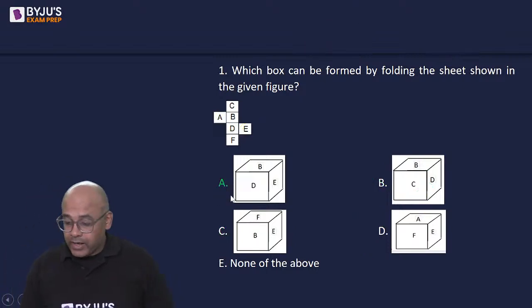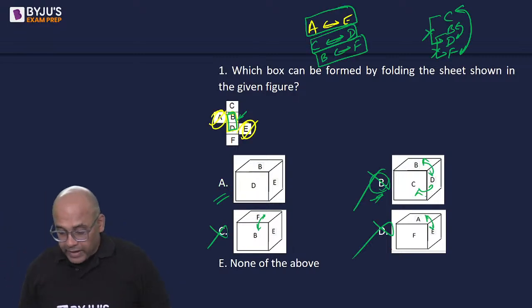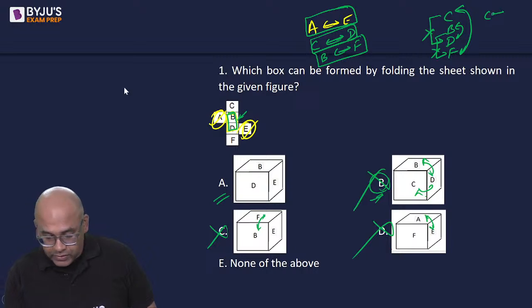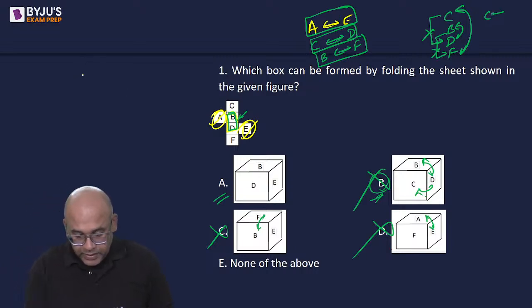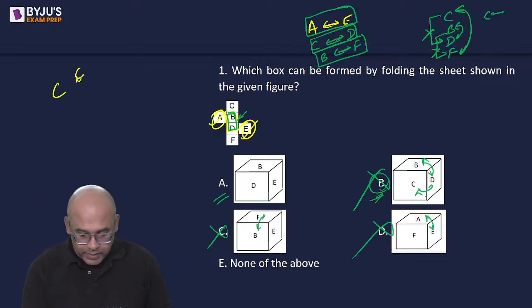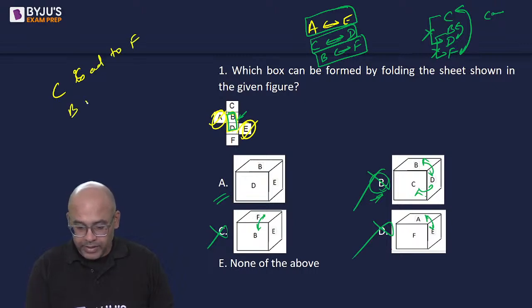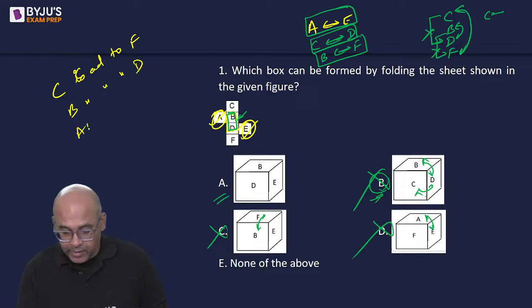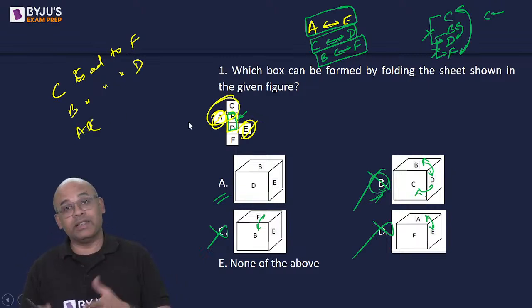Whereas if you look at figure A, you will notice that C is adjacent to F, B is adjacent to D, and then what else? You will have A, B, C. You can obviously see these three are adjacent to each other.